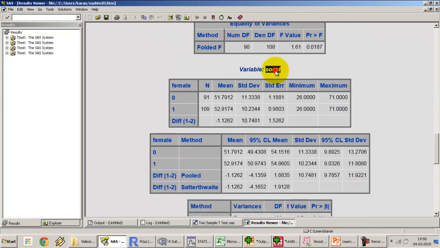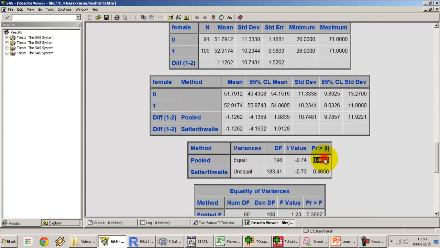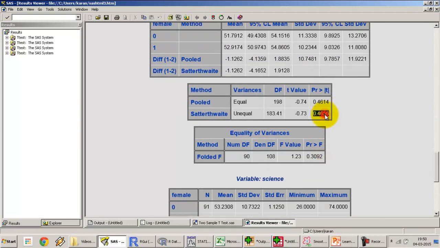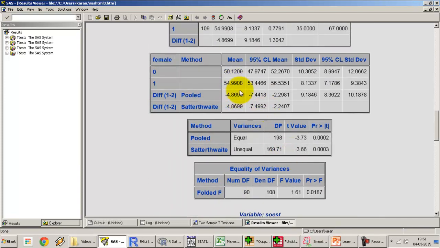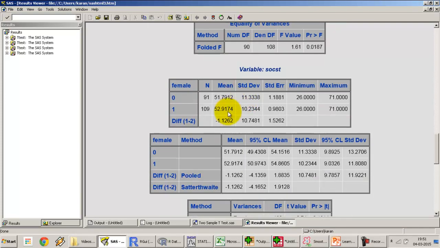Let's move on to social studies. Gender does not impact, p-value is higher than alpha. So you can see p-value for the t-test is coming out to be 0.4446, much higher than the alpha 0.05, i.e. the differences between these two means. So I've got one mean at 52.9, the other at 51.79. This difference between the means is not significant. Whereas in write, and I keep coming back to it, this difference between the two means is actually very significant. But here, this difference is coming out to be insignificant.